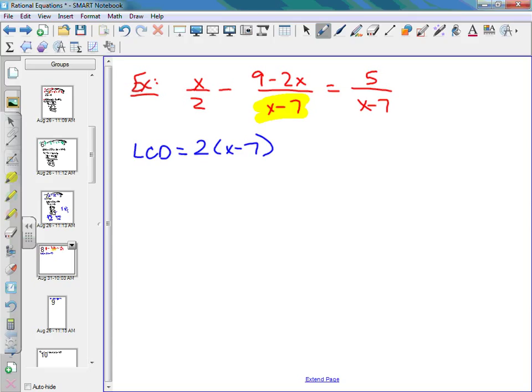Now, do not distribute it. If you distribute it, it's going to throw you off majorly whenever you go ahead and try to cancel things out. Okay, the whole point is to make it look pretty. And if you start to distribute things, you're not going to be able to cancel out effectively. All right? So leave it there, and you are simply going to multiply the entire equation by that.